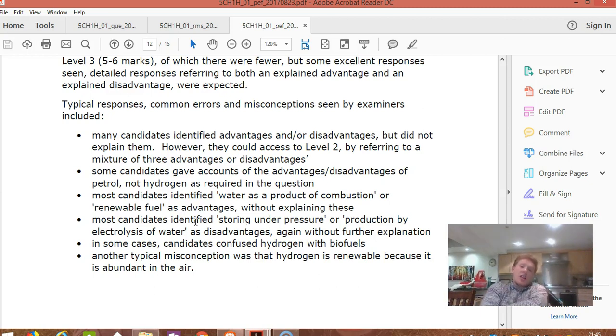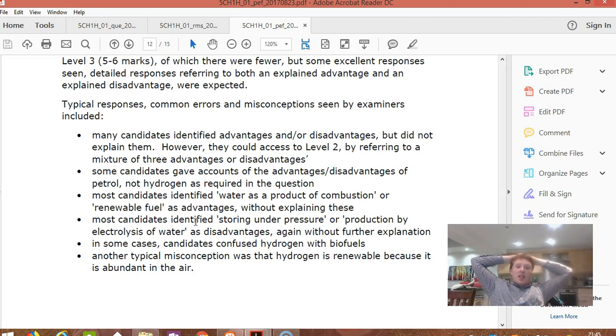So with 6 mark questions, it's not 1 point gets you a mark. You have to do a certain number of things to get to levels 1, 2 or 3. So level 1 gets you 2 marks maximum, level 2 gets you 4, level 3 gets you 6. So in this case, if you wrote 6 advantages, you would only get 2 marks because you didn't write any disadvantages. Some candidates gave an account of advantages or disadvantages of petrol, not hydrogen.